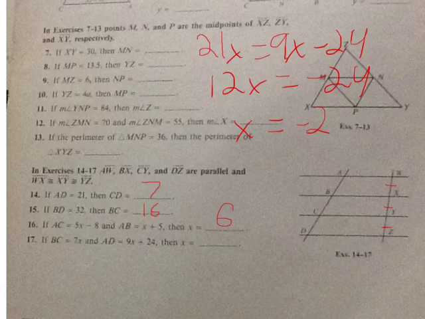So the answer for number 17, and actually I'm sorry, I misread the problem. It should be 9x plus 24. So it should be a positive 24, so x should be positive 2.